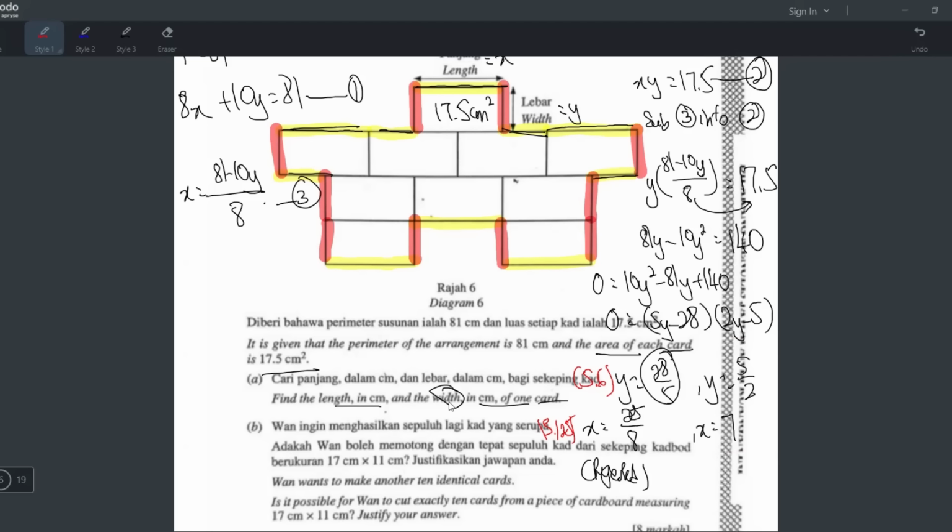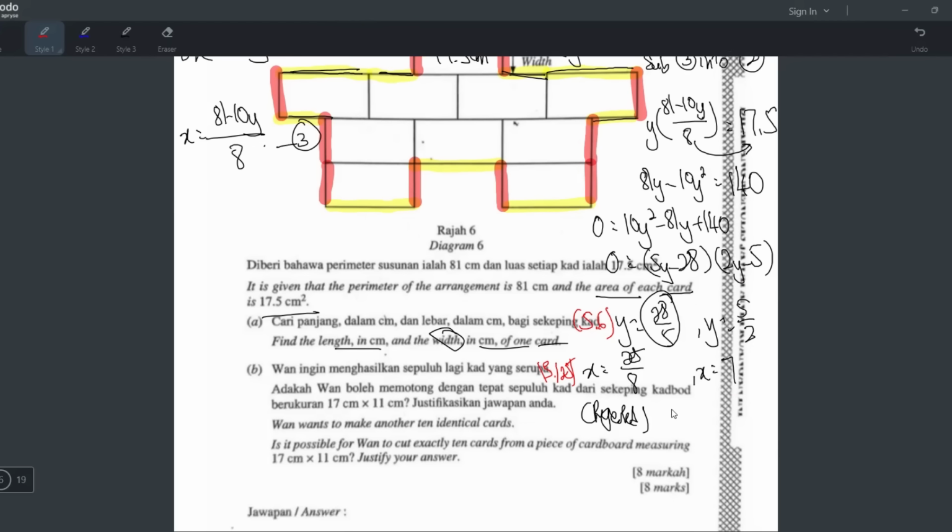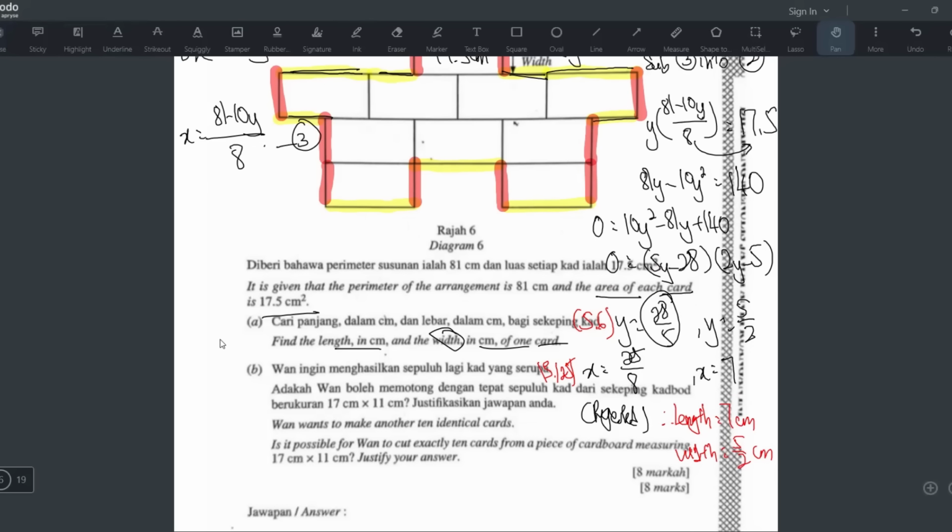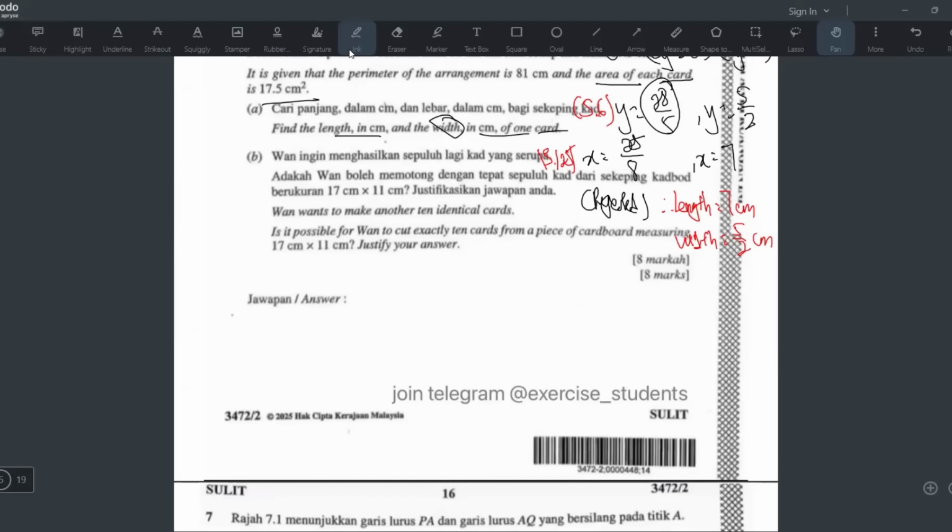Okay, the question said find length and width in cm. So you already got it. So dot dot dot, the length is what? 7 centimeters, and the width is what? 2.5 centimeters, or you can write 5/2 also can. Okay, but if you take this, then it's not logical, because if you take this, it's like the width becomes the length and the length becomes the width. Yeah, that's why we reject that. Okay, all right, I'm done with the A.